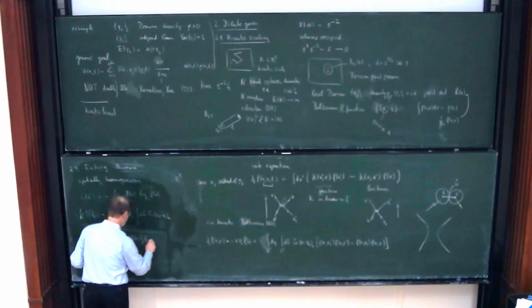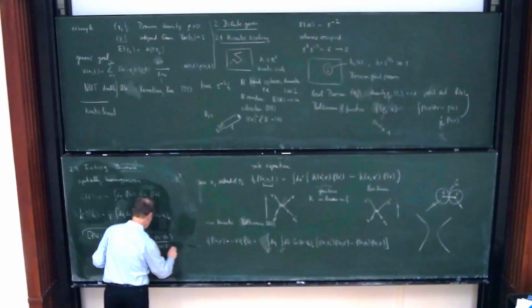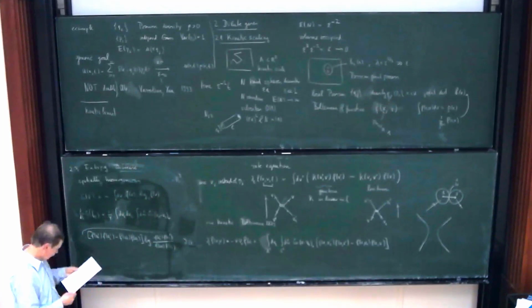f of v1 prime, f of v2 prime, divided by f of v1, f of v2. Okay. And now you realize that this thing is greater or equal to zero, and therefore the entropy is increasing.